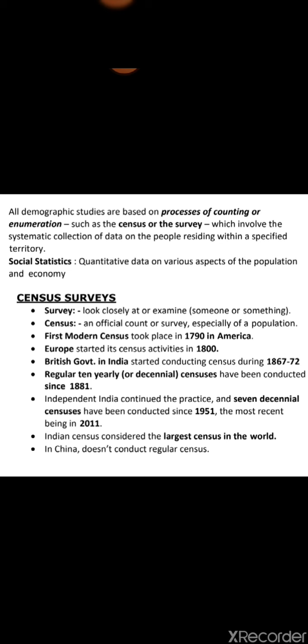The first modern census took place in 1790 in America. This census was one of the earliest forms of very systematic census that was conducted in the world. So please remember this American census because there might be 1 mark questions, which was the first systematic census that has ever taken place in the world. So the answer is the 1790 census in America.